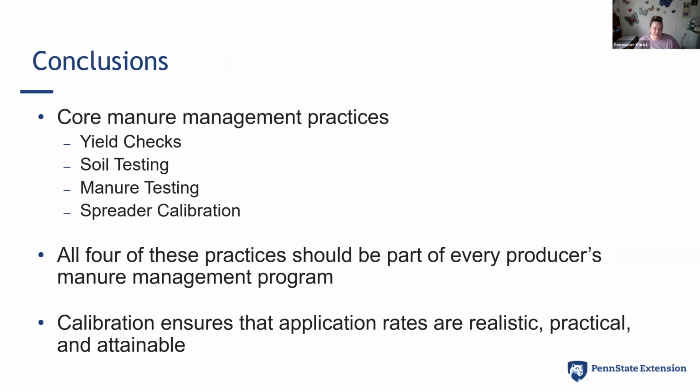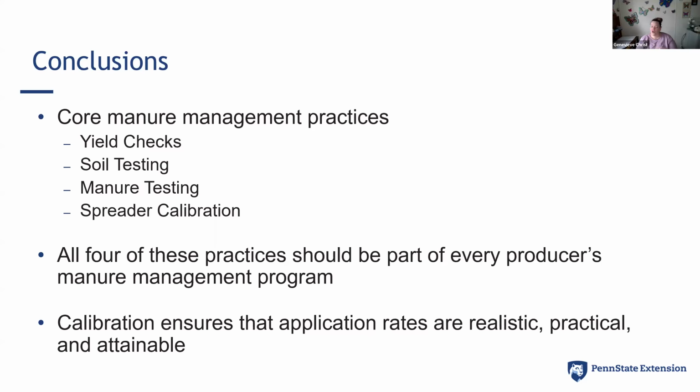So in conclusion, manure management practices, there are core things that we need to consider when we are planning anything around manure, whether it's for a manure management plan, NRCS 590, or an ACAP 38 nutrient management plan. We want to be doing yield checks. We want to have soil testing and history of soil testing and repeating that with accurate sampling, manure testing, and spreader calibration, which we've already talked about today. All 4 of these practices should be part of a producer's manure management program.